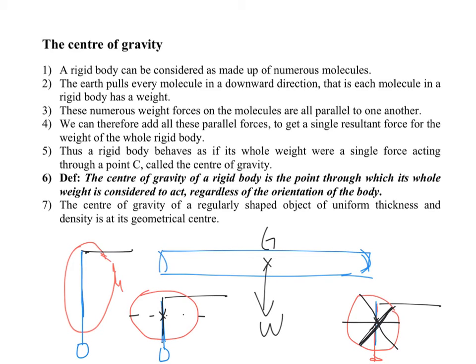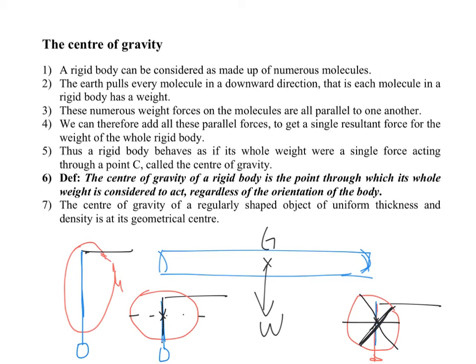When will it be different? When you're talking about a non-uniform gravitational field. For example, let's say this side experiences more weight than this side, because the gravitational field is stronger here. Even though the center of mass may be exactly the center, the center of gravity will shift to the heavier side. But it's not in our syllabus, so for our syllabus it's always the same.